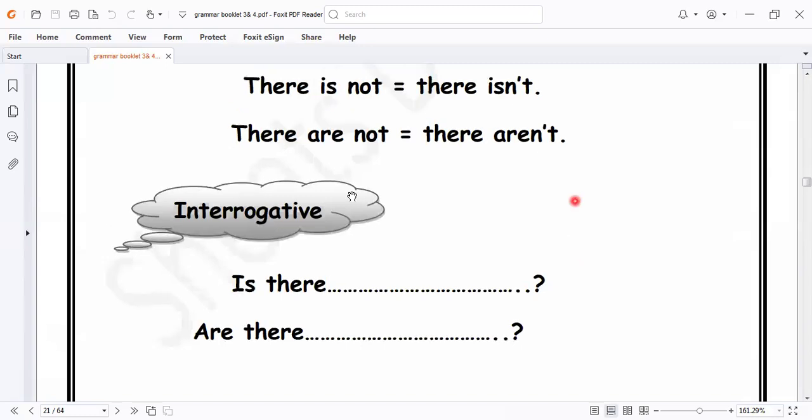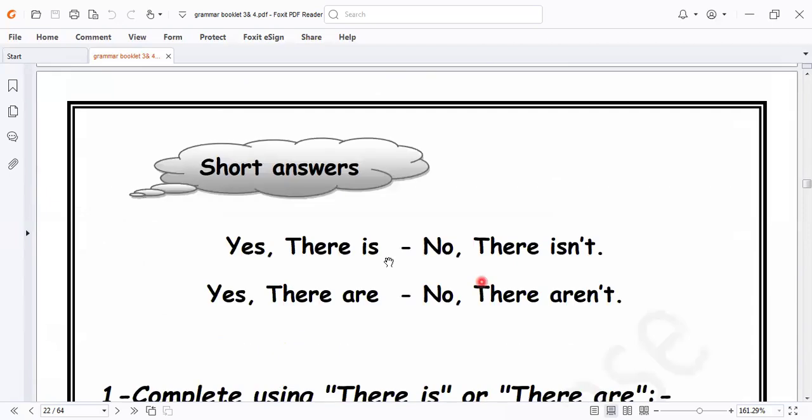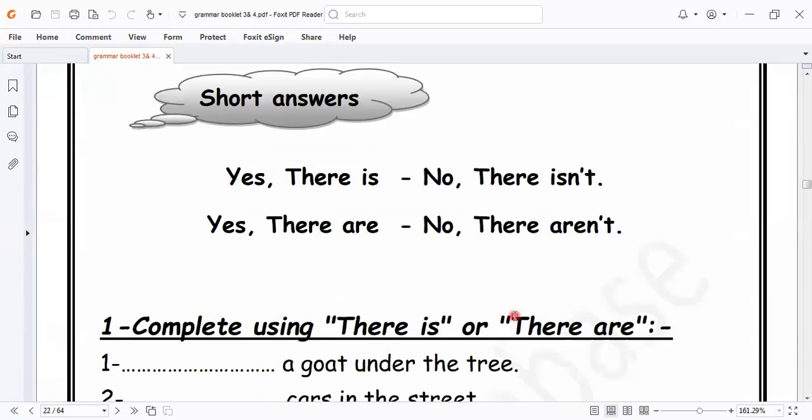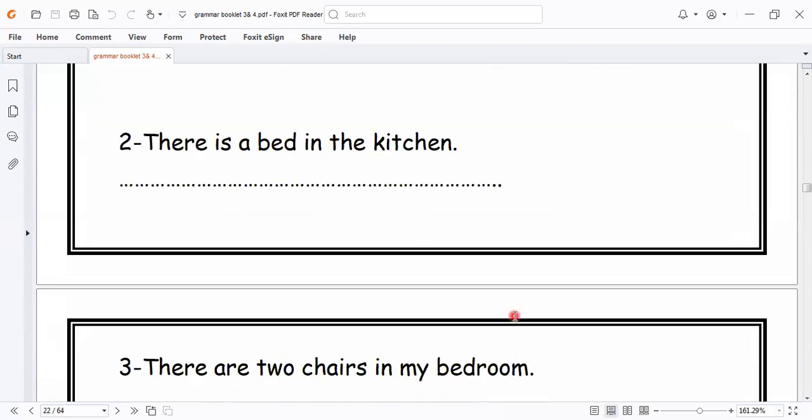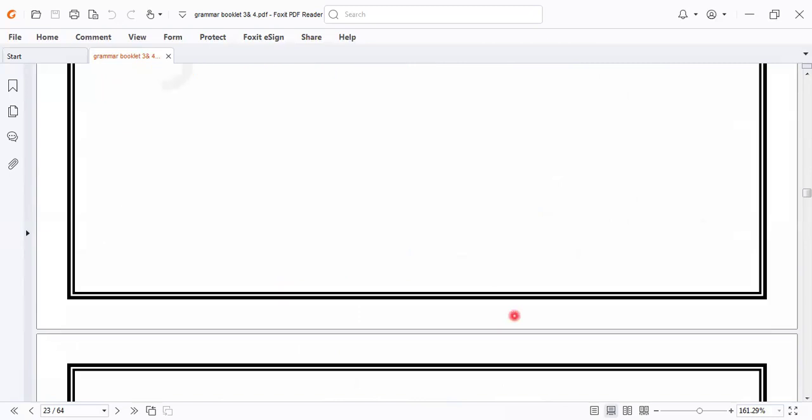Here we use it in the interrogative when we use a short answer like this: Yes, there is, or no, there isn't. Yes, there are, or no, there aren't. I answered this question before, and you can return to the videos to know it if you don't.